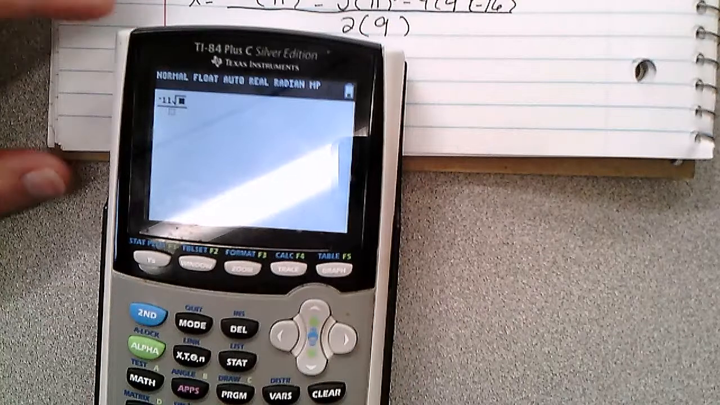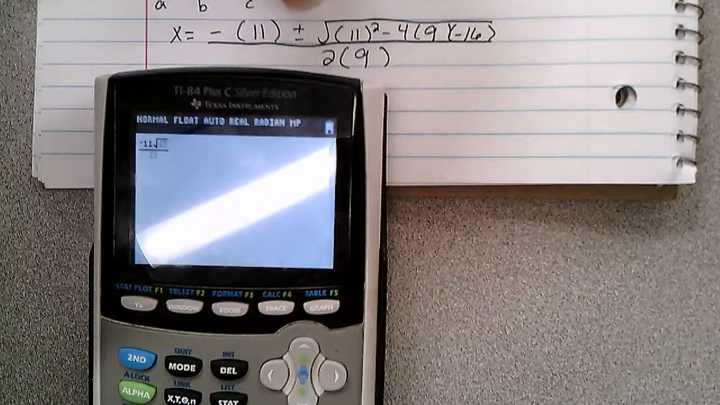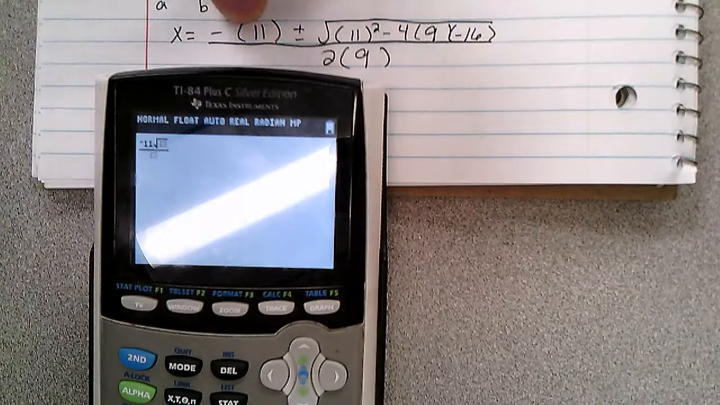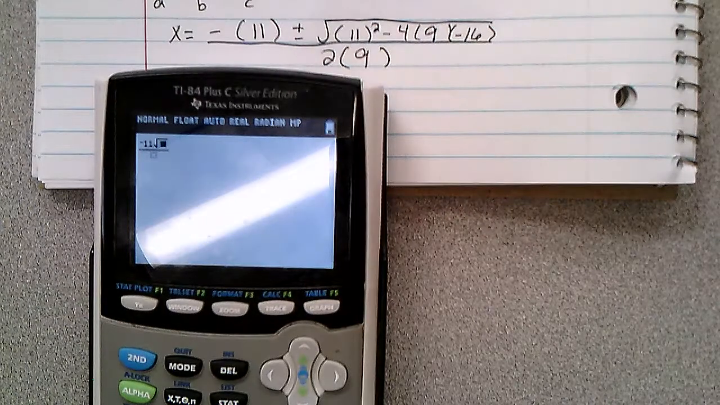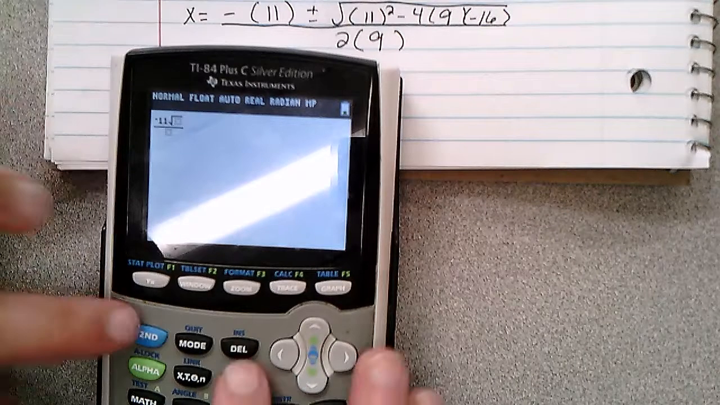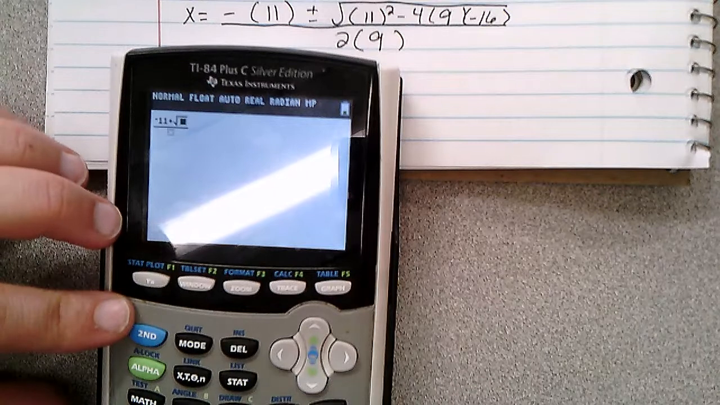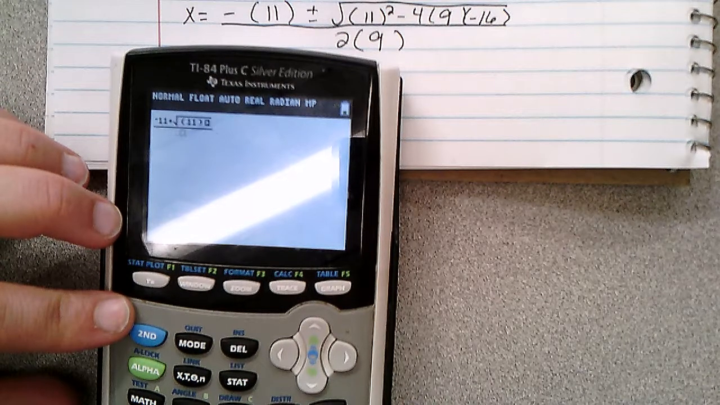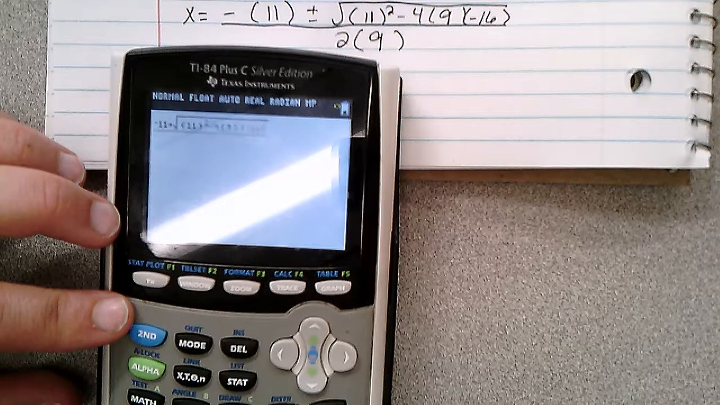The parenthesis before the plus and minus is not totally necessary, but just for the template format, we use it anyway. Just be careful with it. I forgot my plus sign. There we go. So now we're going to do 11 squared minus 4 times 9 times negative 16, over 2 times 9.